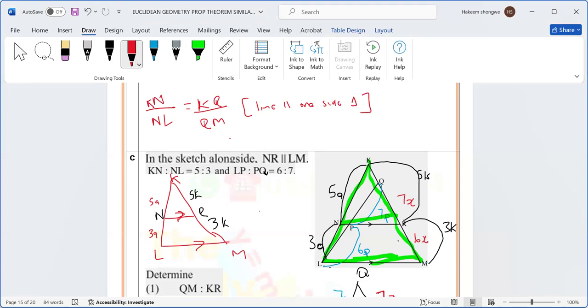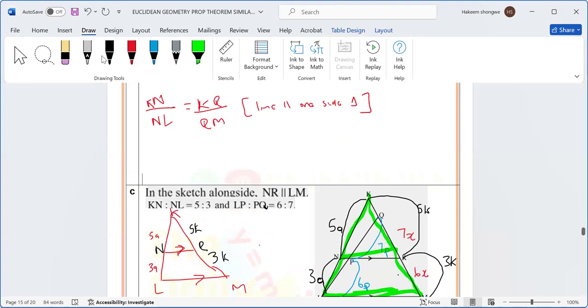Then I was saying we're going to focus on RM. Yes, it's RM. Okay, let's write it there. We have RM.